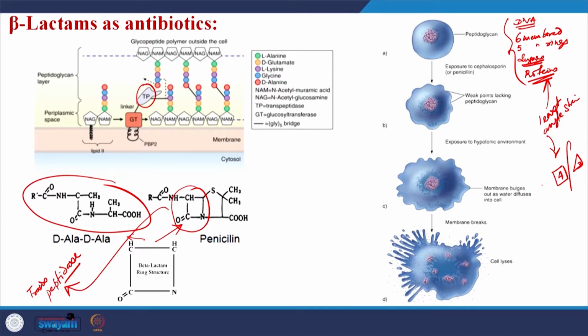So, what happened? Now, the peptidoglycan is not cross linked. So, the cell wall of the bacteria becomes weak because they do not have the cross linked peptidoglycan. So, with the exposure to a hypotonic environment, the membrane bulges out as water diffuses in, the membrane breaks and ultimately results in the death of bacteria. So, that is the reason beta-lactam antibiotics are extremely popular.